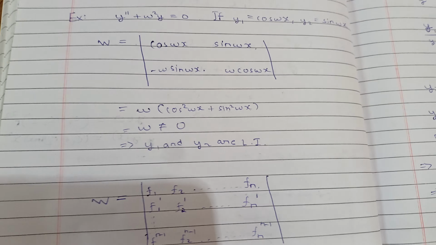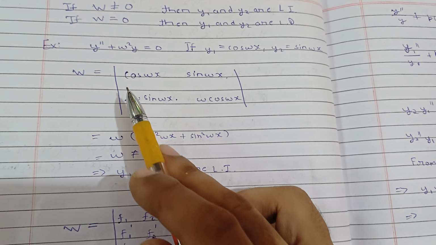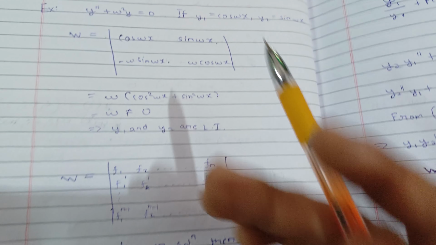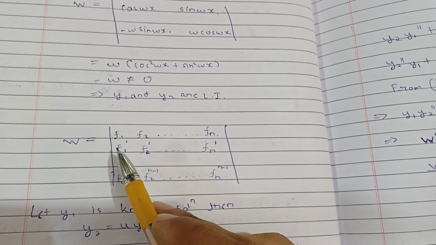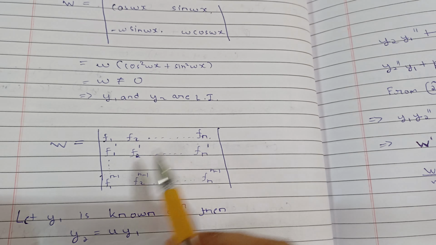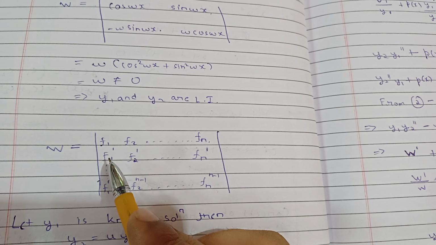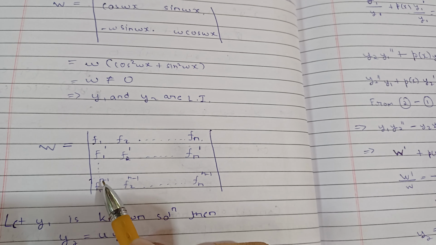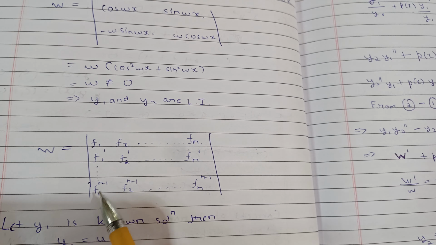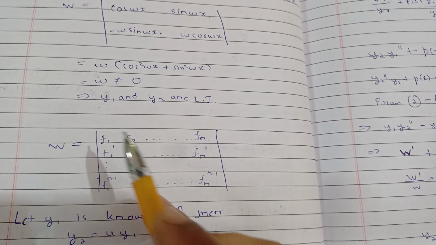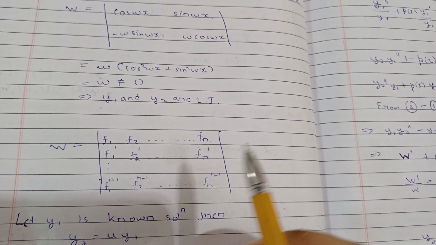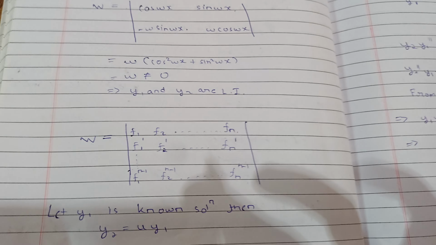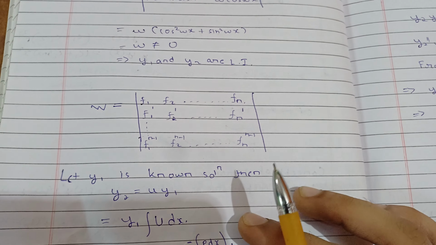Remember this is not applicable only to the 2 by 2 matrix or two solutions. If you have n solutions, then you can write the Wronskian matrix like this: f1, f2 up to fn and their respective derivatives up to n minus 1. If it is second order, then it will be up to 1. If it is order n, then it will be n minus 1 for all terms. When you solve this, you get the linear independence of those solutions. Just remember this determinant and this formula for the Wronskian.